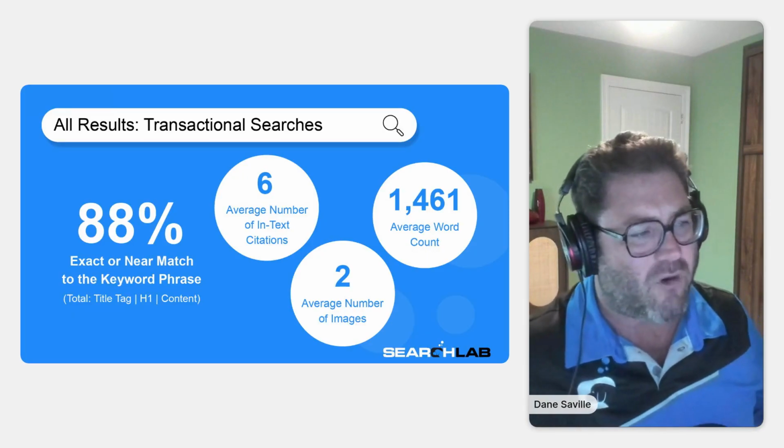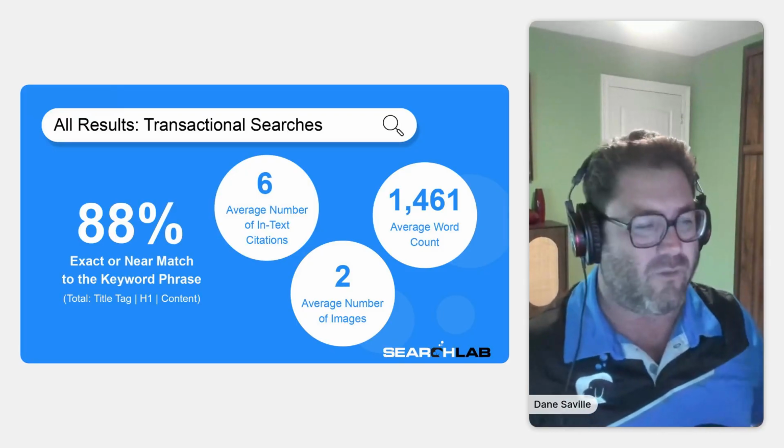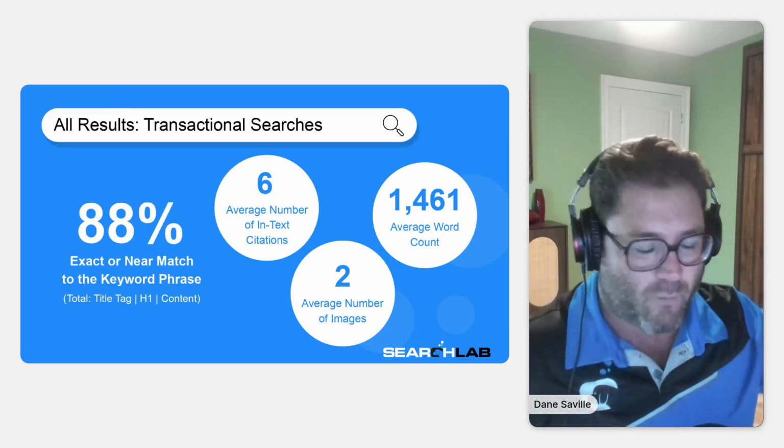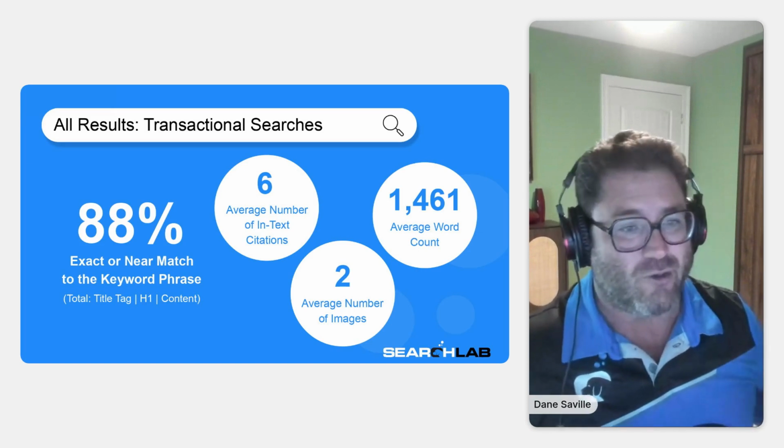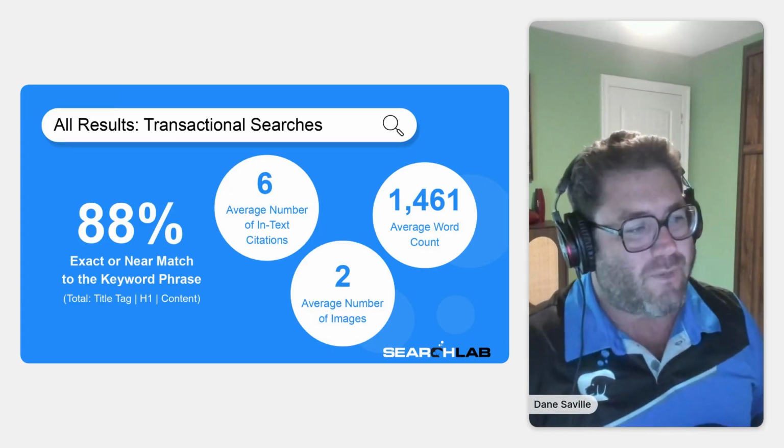You can see there's an average of 6 in-text citations. I call them in-text. Those are the primary citation for the primary answer, and then the information gain citations. So for transactional searches, there was an average of 6: 1 for the primary, 5 for information gain. Average number of images, 2. So transactional across the whole data set, it's not really image driven. And then lastly, average word count, 1,461 words.